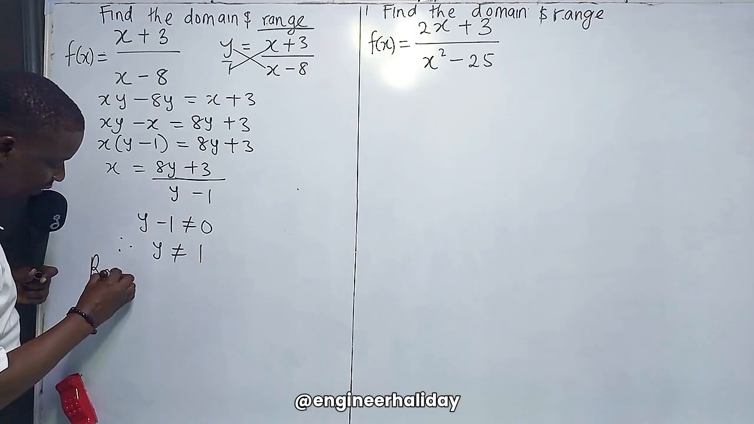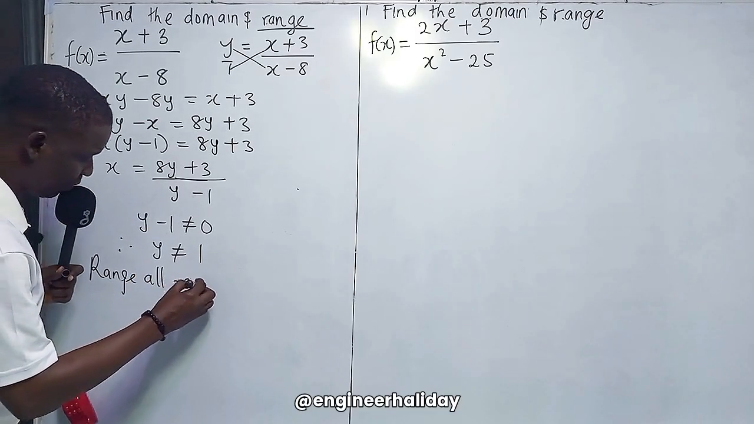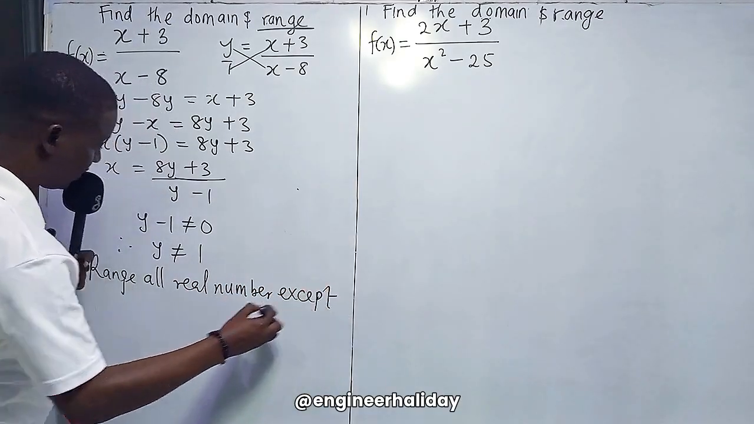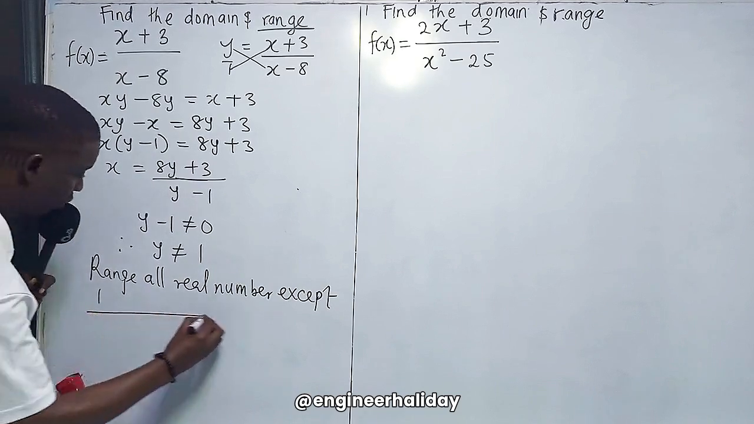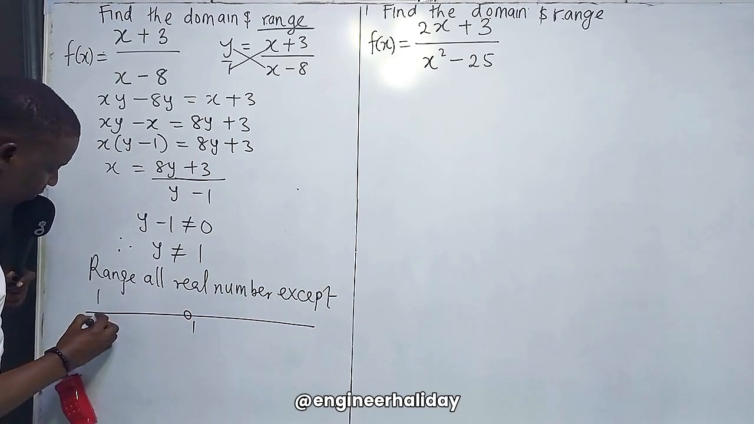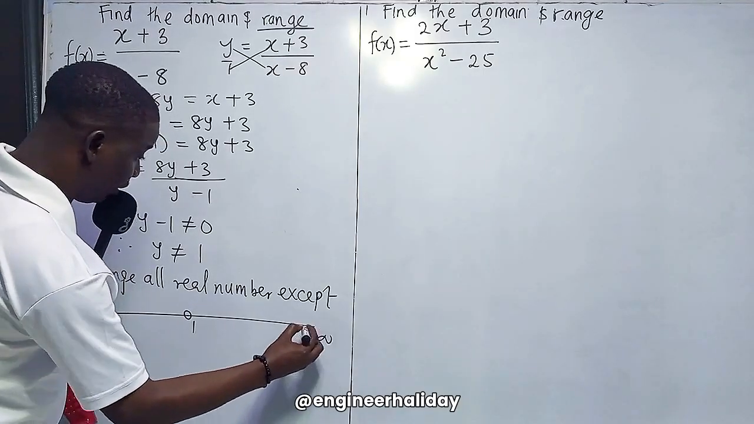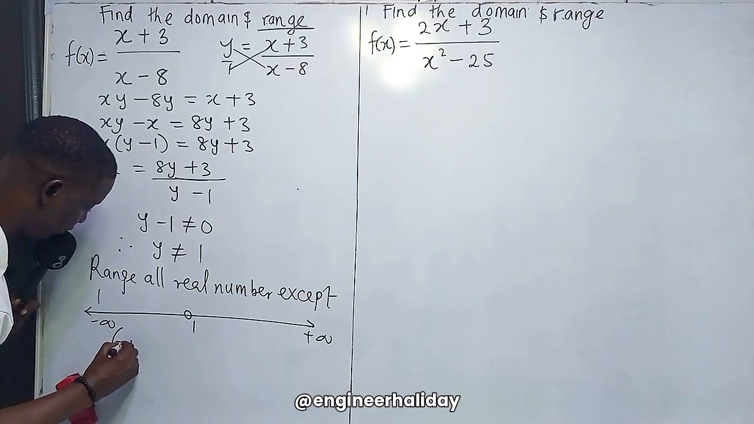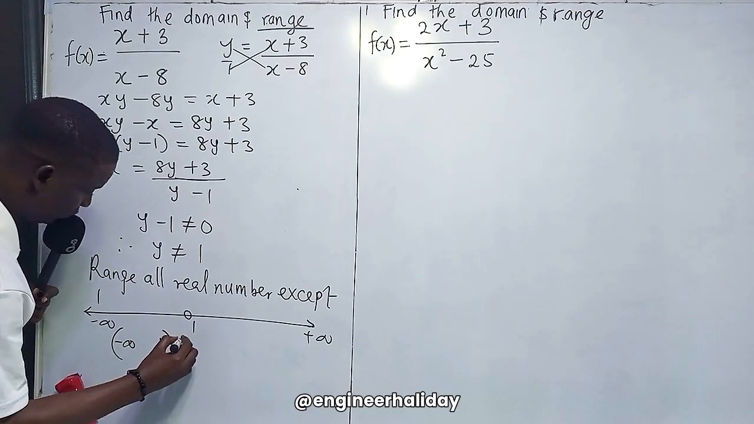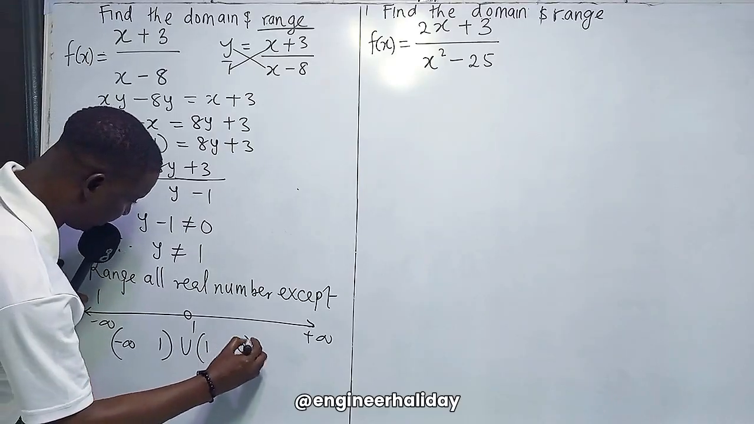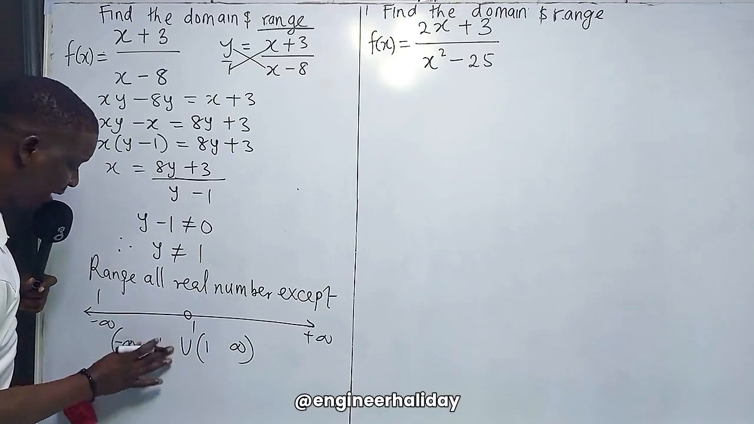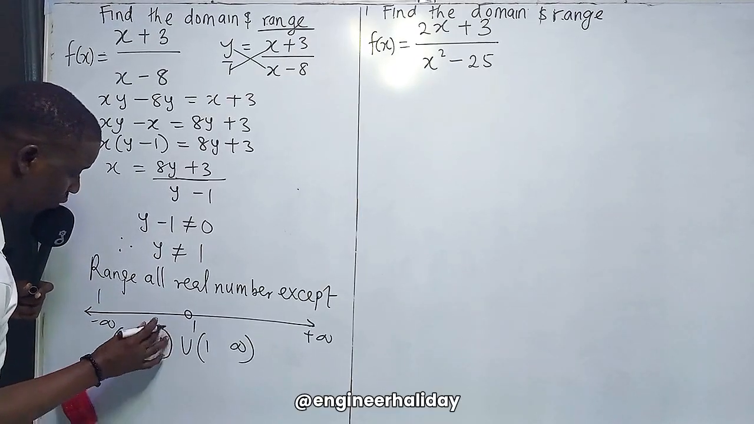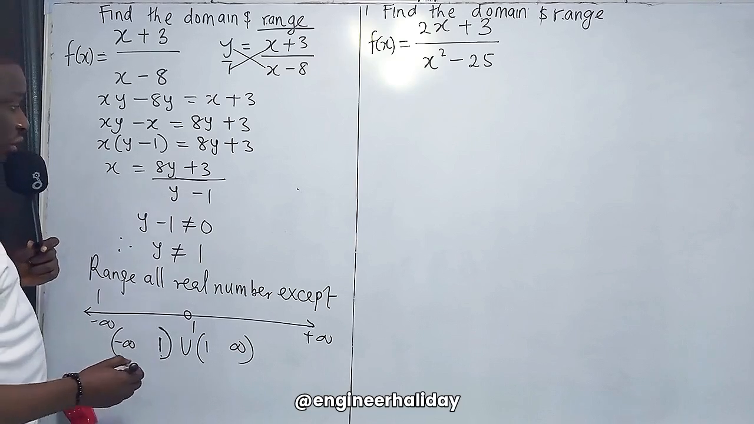So the range is all real numbers except 1. If you draw all the numbers, we have 1 from minus infinity to plus infinity. That means from minus infinity to 1, then union 1 to infinity. It means 1 is not included. If I use this closed bracket, it means 1 is included, but for me to use this open bracket, it means that 1 is not included.